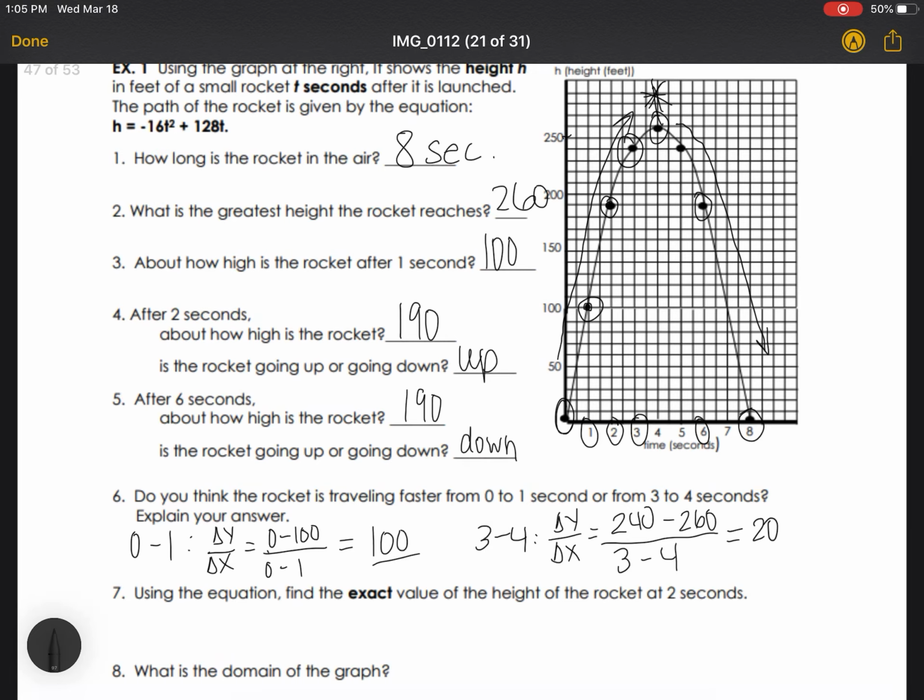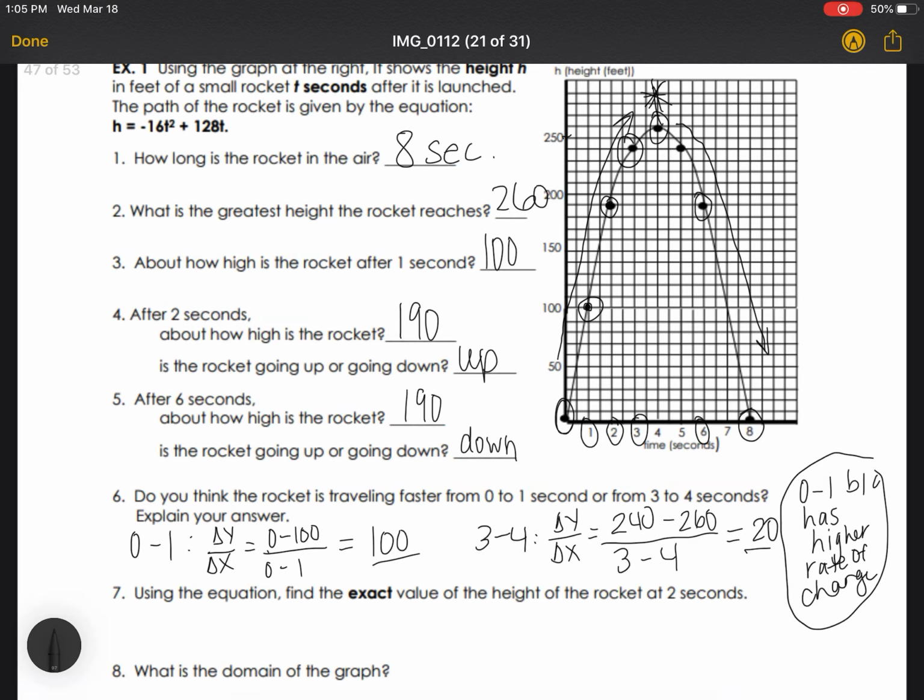So since the rate of change was 100 at 0 to 1 and 20 at 3 to 4, 0 to 1 is going to have the faster traveling speed, I should say, because it has a higher rate of change. So our answer is going to be 0 to 1 because it has higher rate of change.